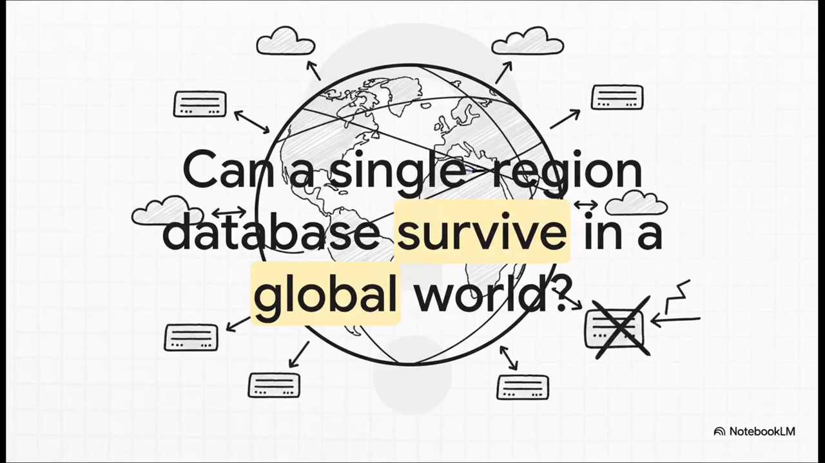And I'll leave you with this question to chew on. We live in a world where pretty much every successful app eventually has to become a global app. So if that's the case, is choosing a database today that can't scale beyond a single region, is that just planning for the past? It's definitely something every developer and architect should be thinking about.